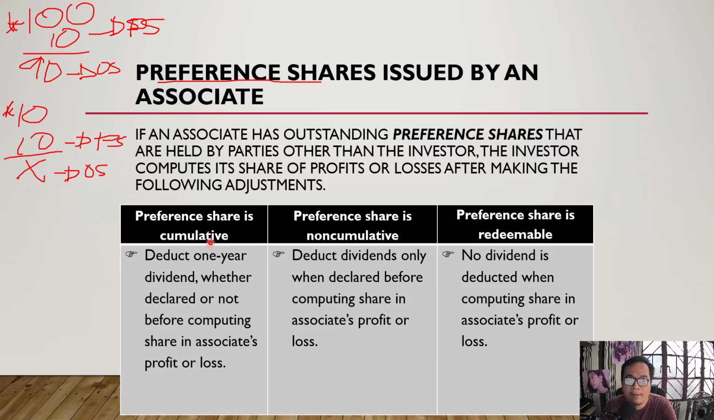Ang gagawin mo, pag preference share is cumulative preference share siya, deduct 1-year dividend, whether declared or not, before computing share in associate's profit or loss. Pag preference share is non-cumulative, deduct dividends only when declared before computing share in associate's profit or loss. Kapag yung preference share is redeemable, no dividend deducted when computing share in associate's profit or loss.